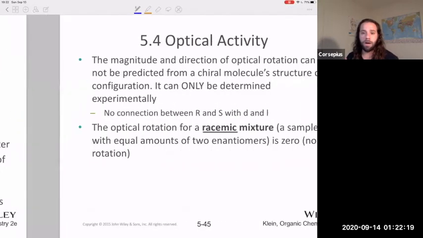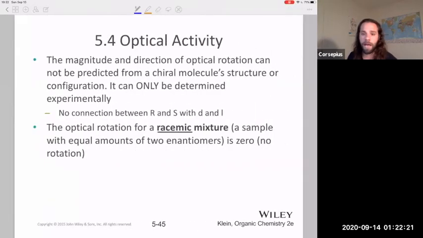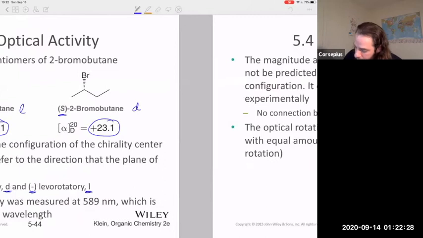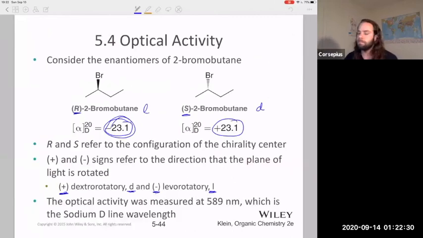There is no way to predict the magnitude or the direction of optical rotation just by looking at a molecule, right? So the fact that this right here is negative 23.1, nobody knew that off the top of your head. You have to stick it in the machine and take the measurement, okay? There's also no relationship between R and S and D and L. Sometimes an S enantiomer will rotate it in the positive direction, sometimes an S stereoisomer will rotate it in the negative direction.